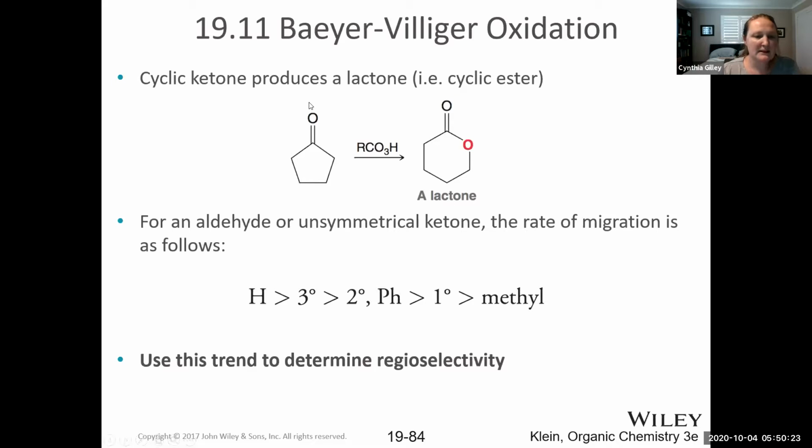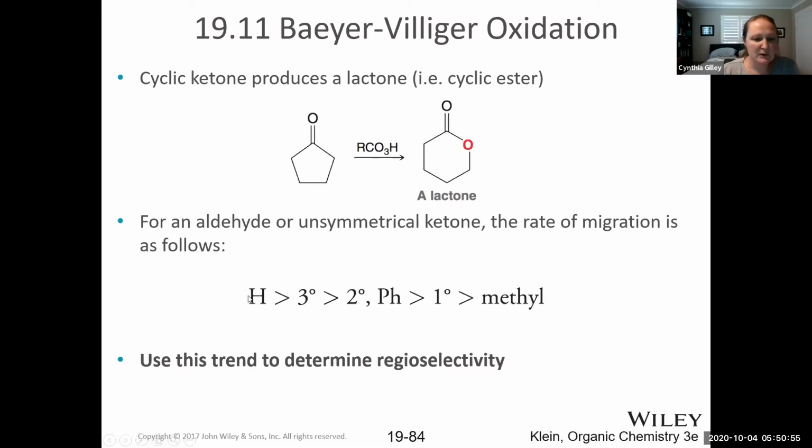So this one, we don't have to care about regioselectivity because there's an internal plane of symmetry, right? So it doesn't matter if we insert between this carbon-carbon bond or this carbon-carbon bond, you end up with the same product, right? But what if it was an aldehyde or an unsymmetrical ketone? Then the carbonyl carbon is attached to different things on each side. So we then need to know which side group migrates faster.